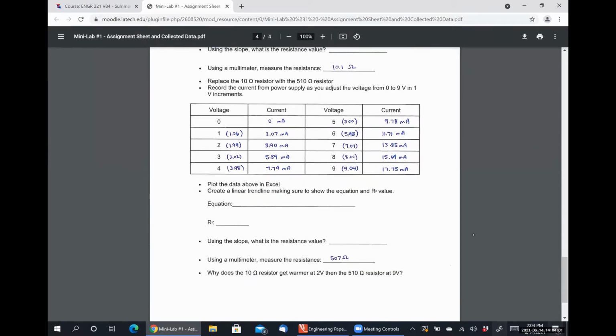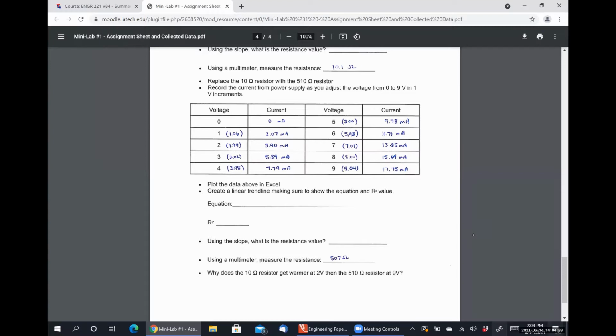This last question of why does the 10 ohm resistor get warmer at 2 volts than the 510 ohm resistor at 9 volts? You can completely ignore that question, but I can tell you what the answer is. The 10 ohm resistor is absorbing more power at 2 volts than the 510 is at 9 volts. So any questions on mini lab assignment number 1? It's really just taking the data that I collected and then doing a little bit of analysis, and then you're good to go.